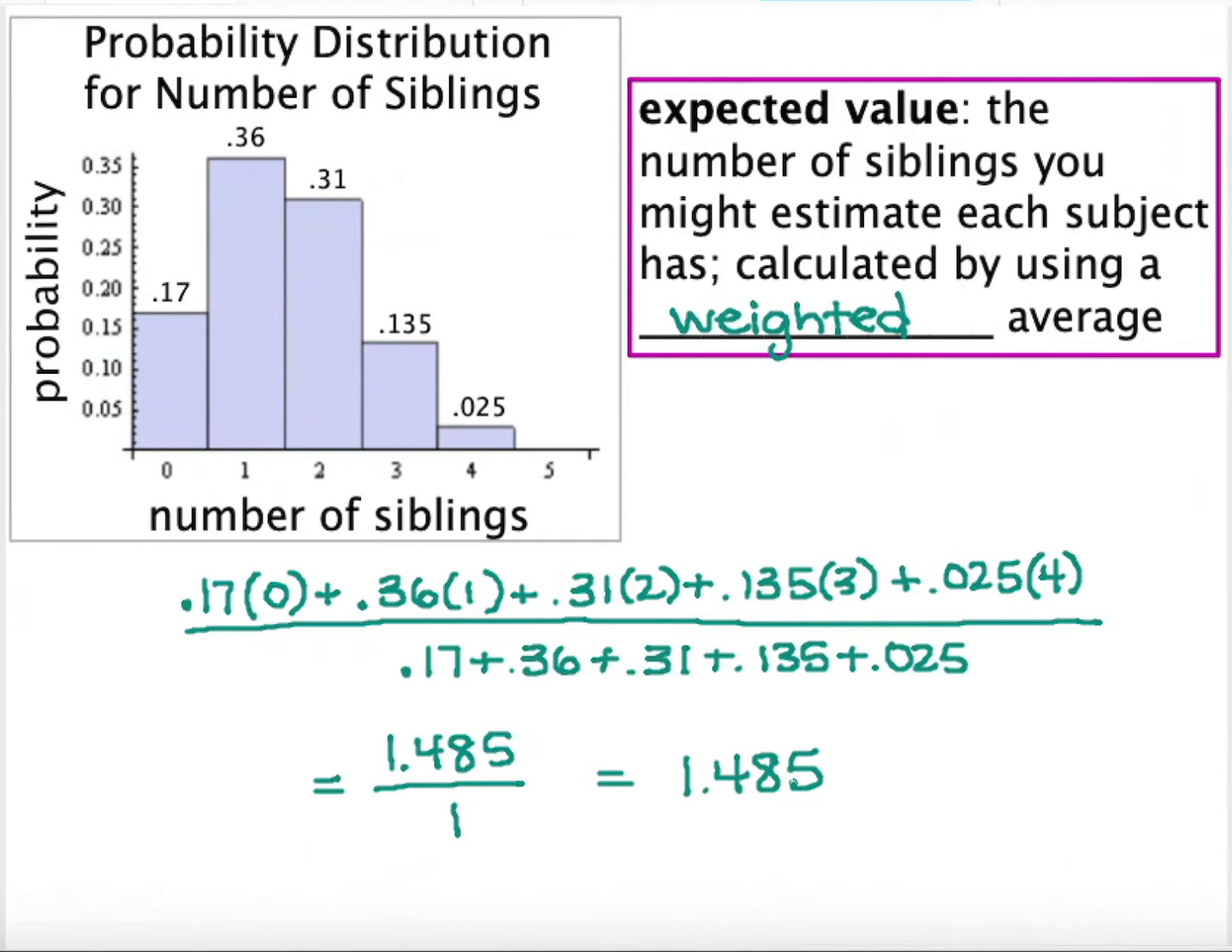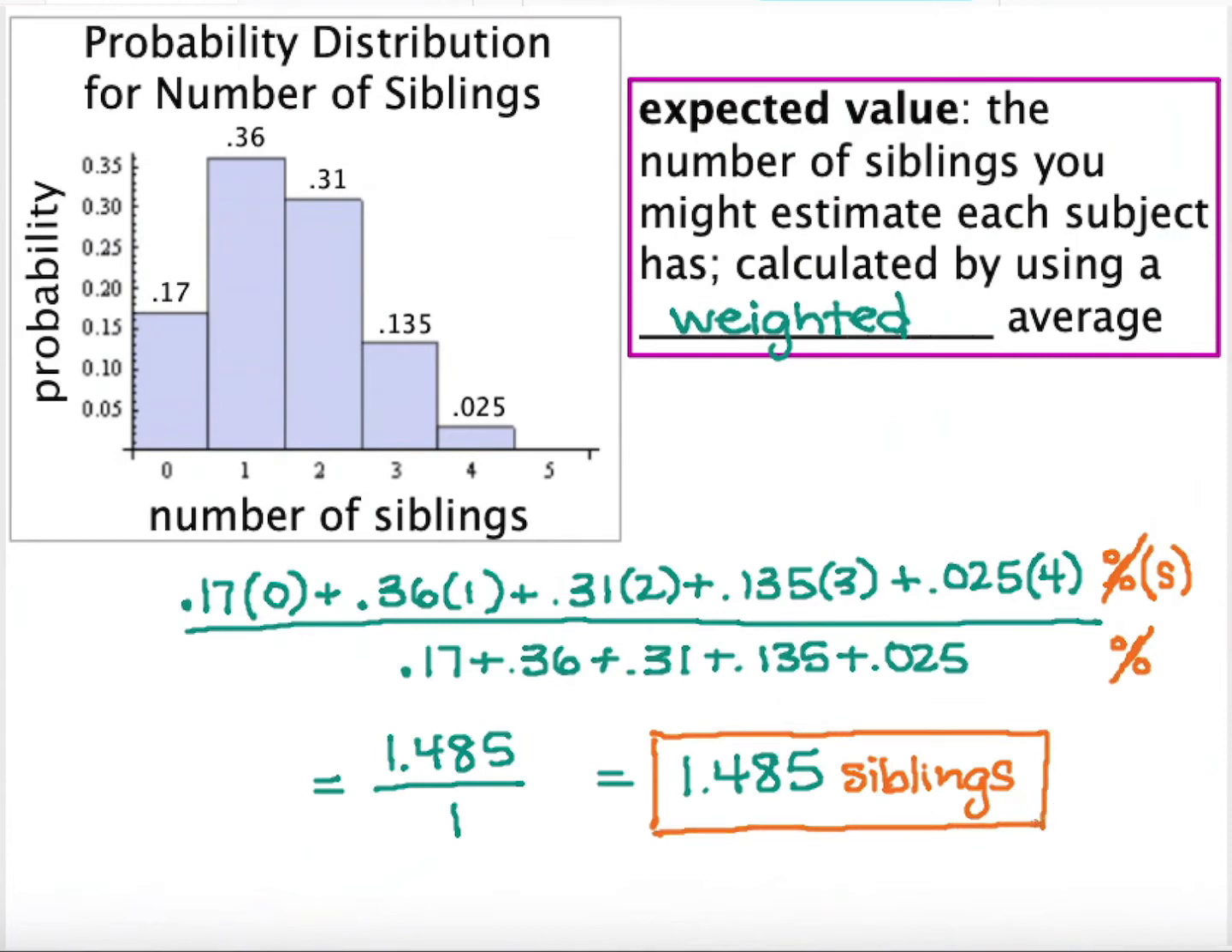And so our expected value, the number of siblings that we can expect somebody to say, is about 1.5 siblings. That's what we would expect on average. If that's hurting your head a little bit, just remember that we were taking percentages or probabilities times number of siblings, and then we wound up dividing by percentages or probabilities. So it should make sense that in the end, our answer was the number of siblings, and we were using that formula just like we used to calculate weighted averages.